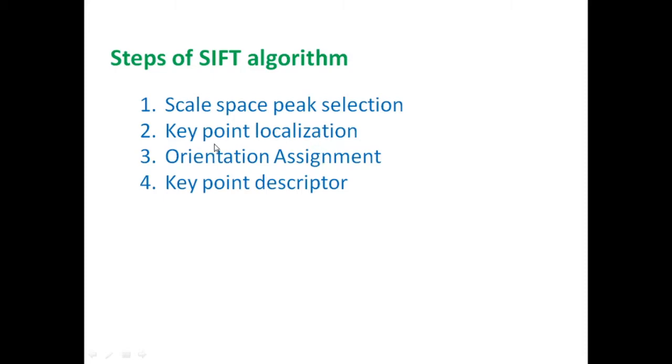Now the next one is key point localization. In key point localization, we are refining the locations of the key points and also the scale. Next is orientation assignment. That means we are determining the orientation for each and every key point or interest point in the given image. And the last one is the key point descriptor. It is useful for determining the descriptors for each and every key point.